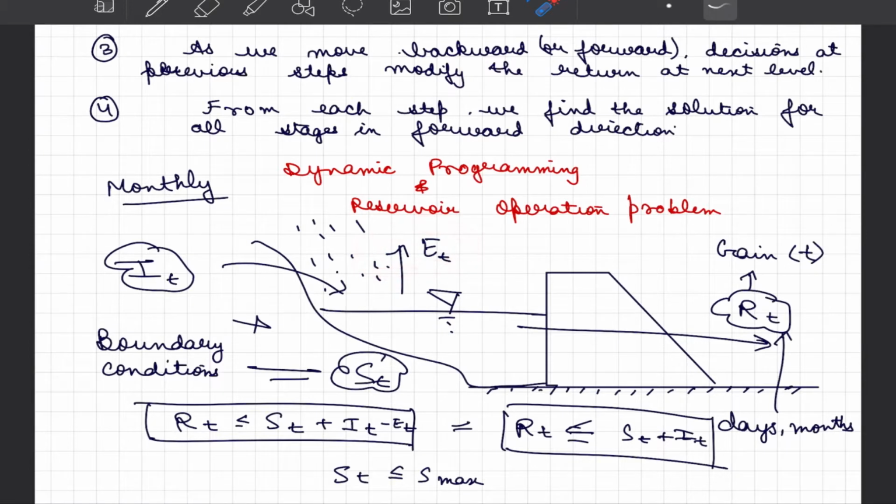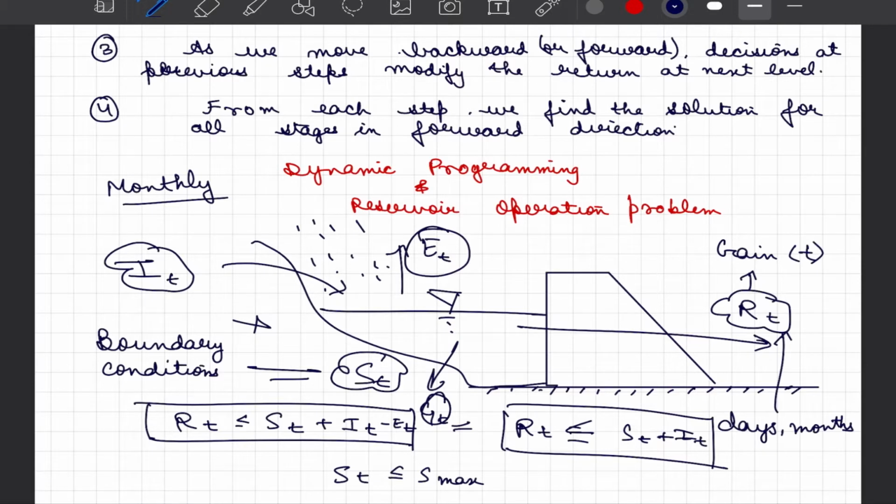So one thing is for sure, that the total amount of water is conserved, because the only source of incoming water is I_t, outgoing water is E_t, and if we are going to make any releases R_t, and in some cases we also account for the groundwater losses. But for the first few examples, we will say that G_t and E_t, that is groundwater losses and evaporative losses, are not constituting the major part.